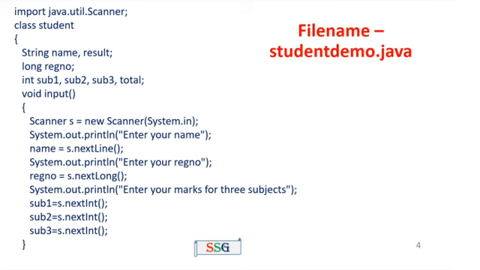Next, enter your name. Next, we have to collect the input from the user. Enter your name, register number, enter your marks for 3 subjects: subject 1, subject 2, subject 3. Here name is a string variable, so name equal to s.nextLine. Register number is a long integer, so s.nextLong. Subject 1, subject 2, subject 3 are integer data type, so s.nextInt.